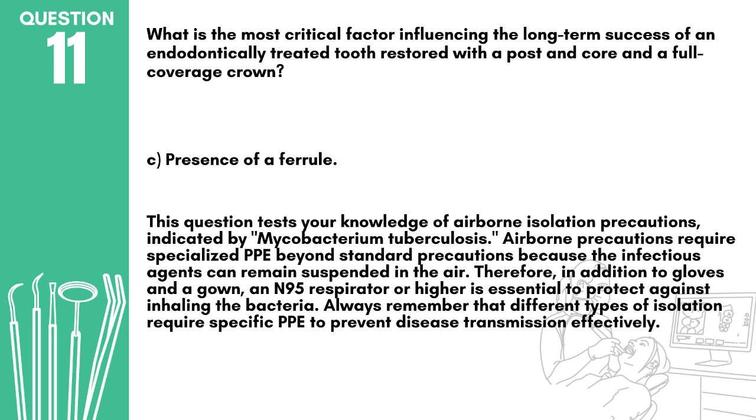It provides a hoop effect that resists fracture of the root, especially when combined with a post and core. While post material and lesion size are important, the ferrule provides crucial structural integrity. For example, if a tooth has insufficient remaining tooth structure above the bone, it might not be a good candidate for a post and core with a crown because a ferrule cannot be achieved. Always remember that the ferrule is like a seatbelt for the root, preventing fractures.